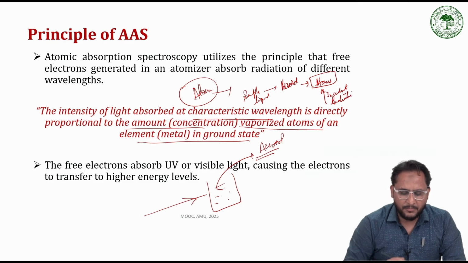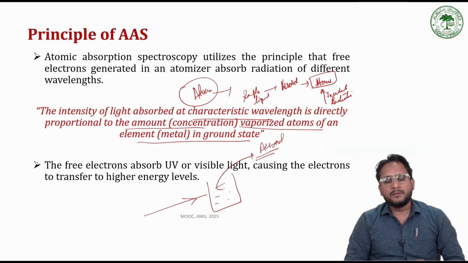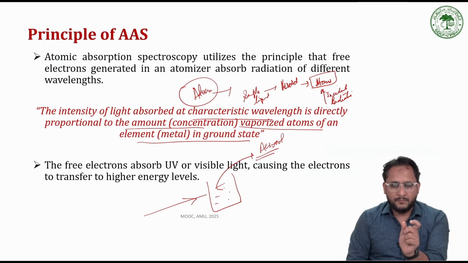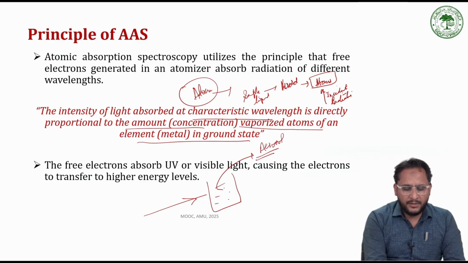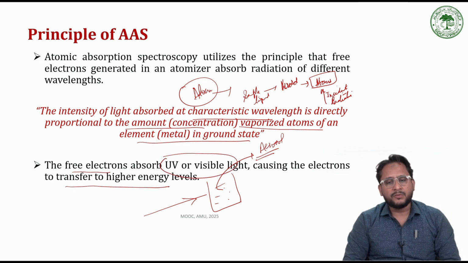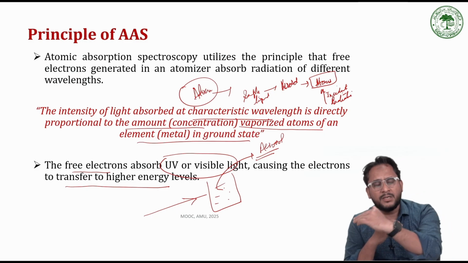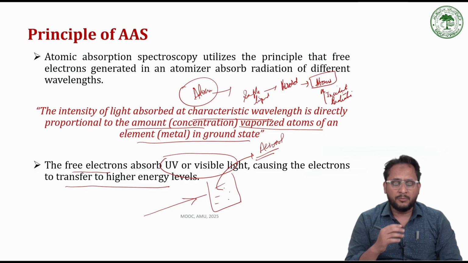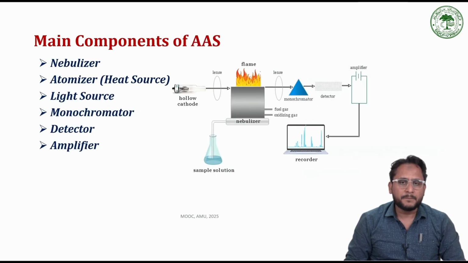This is the basic concept of this spectroscopy. When the atoms are excited, the electrons are transferred to a higher energy level by the absorption of light of the UV or visible region. In this way, an absorption spectrum is formed by atomic absorption spectroscopy.